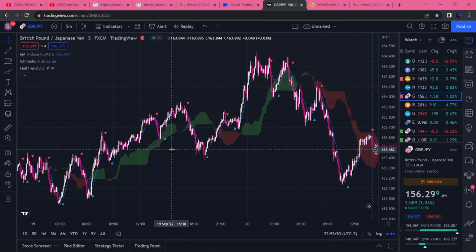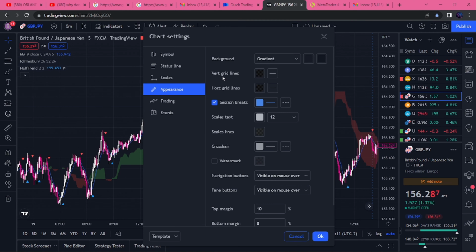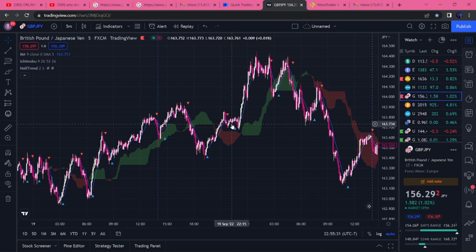All right, let's go ahead and get into the strategy. So you're gonna go to the settings, chart settings right here, go to appearance and click session breaks. You can pick whatever color you would want, and you can pick the style of your session breaks. I have dashed lines here and I have the color blue. So that is what you need. And as you can see, we have blue lines already up.